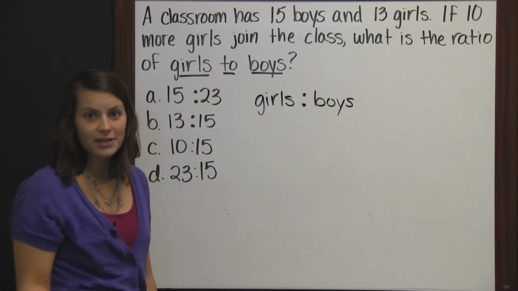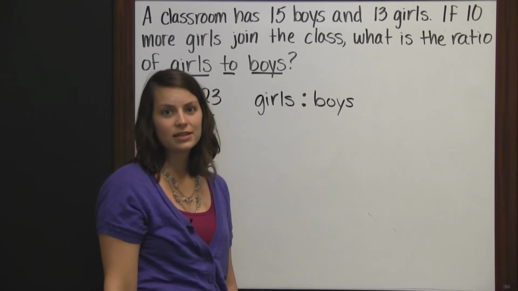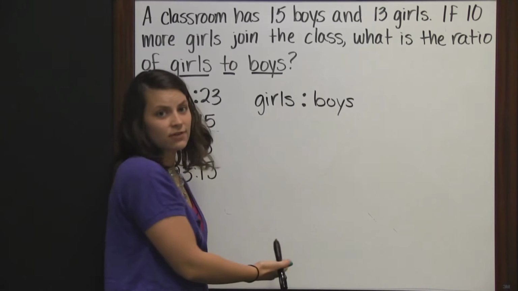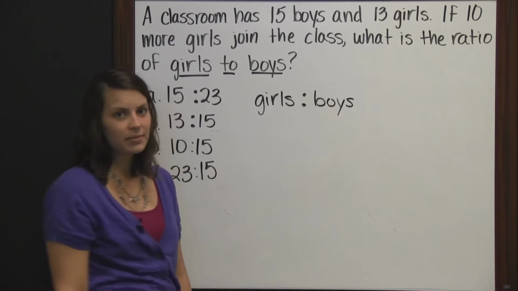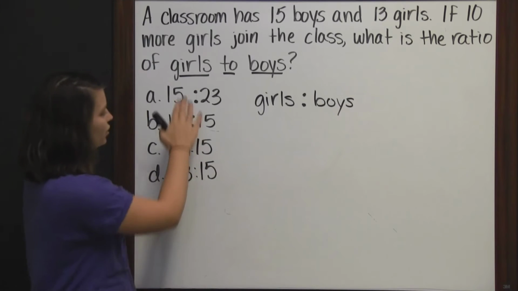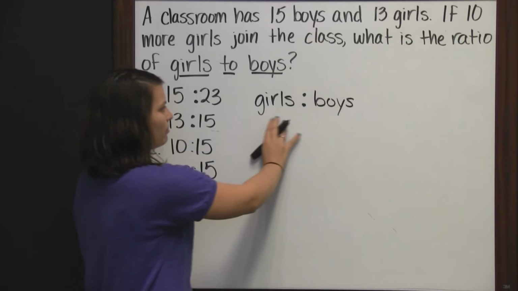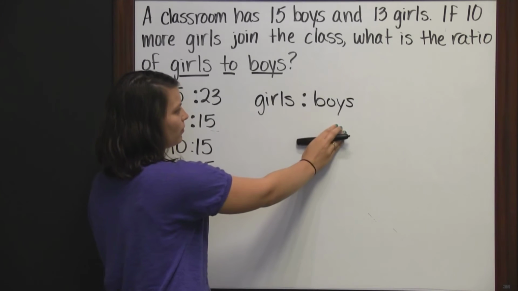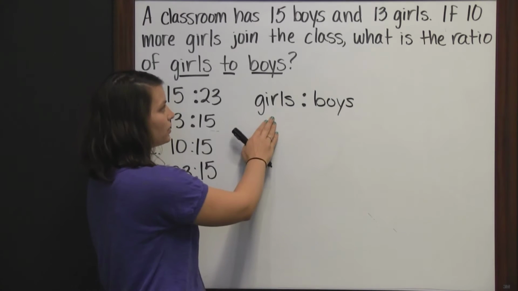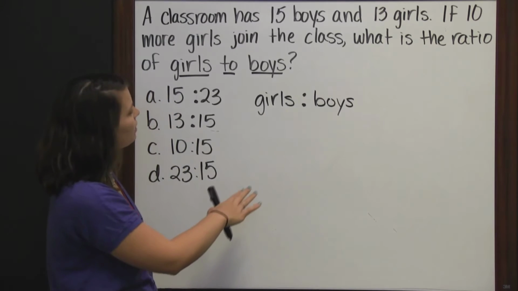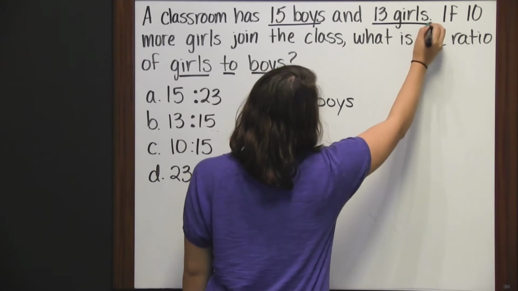And there are lots of ways to write ratios. You could actually write out the word to like they did in the question, or you could write it as a fraction with girls on the top and then boys as the denominator. But if we look at our answers, we can see they used a colon too. So I wrote mine the same way, girls to boys. And before we can write our ratio, we need to know how many girls there are. So it says the classroom has 15 boys and 13 girls.